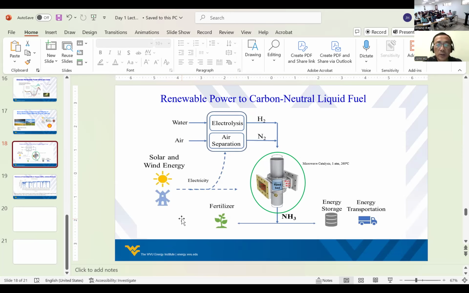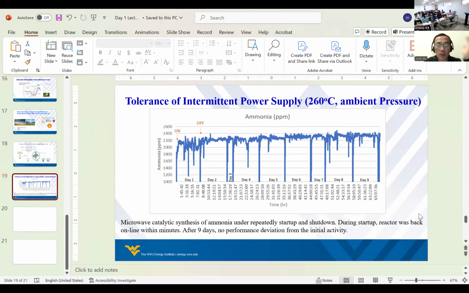Okay, the reason you have such a low cost microwave oven at home is because it's 2.45 gigahertz. It's really tuned for water. I don't want to go through that detail, but I want to tell you, here's the other discovery. Remember, you have to deal with the intermittent nature of the renewable power. That means you have to start up and shut down every day. And then this is one of the demonstrations we have on that project.